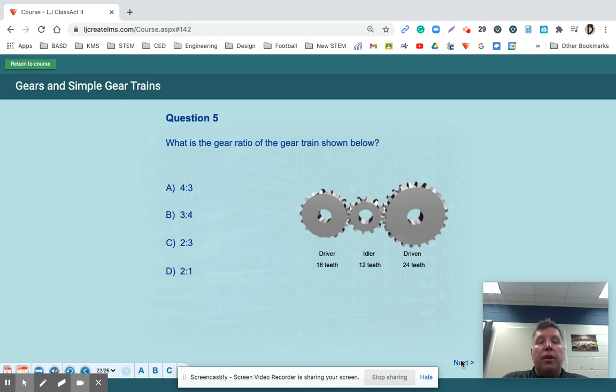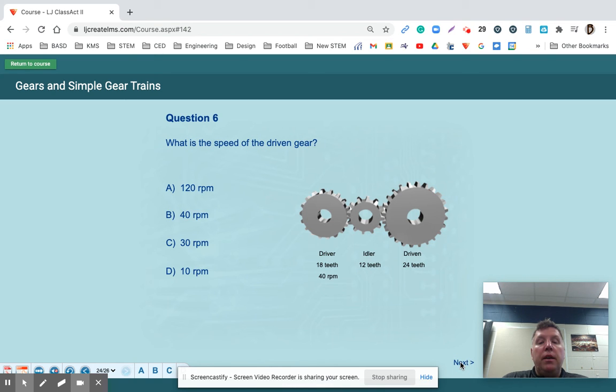So, question. What is the gear ratio of the gear train shown below? A, 4 to 3, B, 3 to 4, C, 2 to 3, or D, 2 to 1? The best answer is A, 4 to 3.